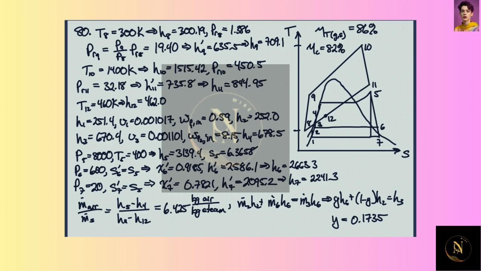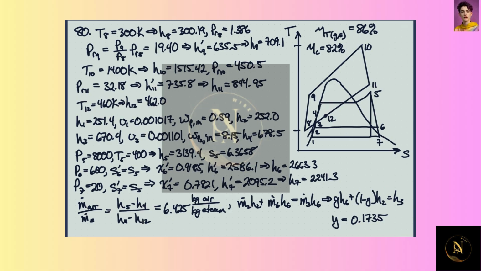So then, again, knowing the temperature at 10, we can get the enthalpy and the reduced pressure. And again, knowing the pressure ratio, we can get the reduced pressure at 11, which gives us the isentropic enthalpy at 11. Which then we can use the efficiency of the turbine to get the actual enthalpy at 11. And again, knowing the temperature at 12, which was just as before, we can get the enthalpy at 12.